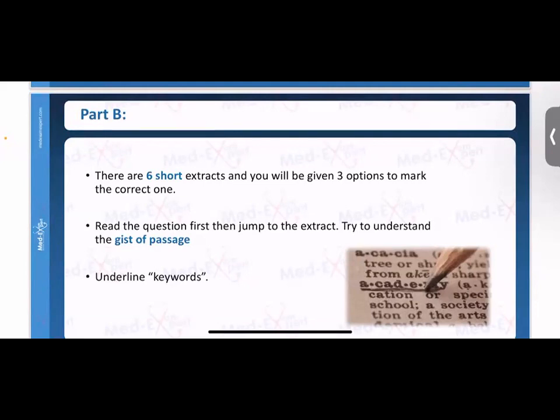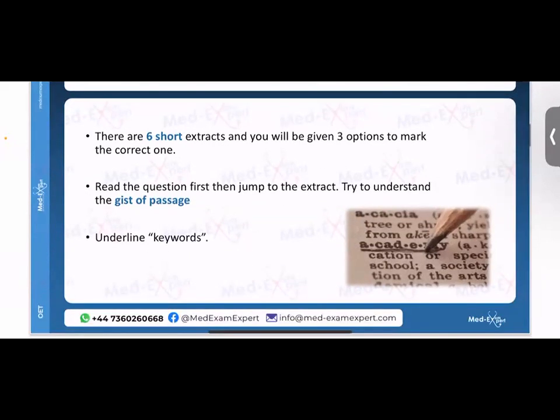Now come to part B. There are 6 short extracts, and you will be given 3 options to mark the correct one. Read the question first, then jump to the extract. Try to understand the gist of the passage. This is the most important line. And another tip is to underline keywords.